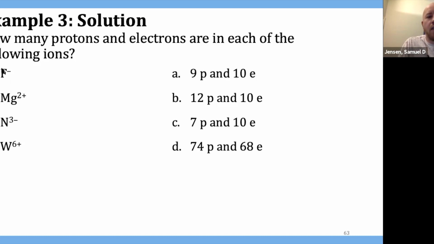From the periodic table, we know that fluorine has 9 protons. If it has a negative charge, that means it has gained an extra electron. Its charge is imbalanced; it has more electrons. Magnesium normally has 12 protons. As it loses 2 electrons, it becomes positive, losing that negative charge. As a +2, it has 10 electrons. Nitrogen here is -3. Normally it has 7 protons. If it's -3, that means it's gained extra electrons.